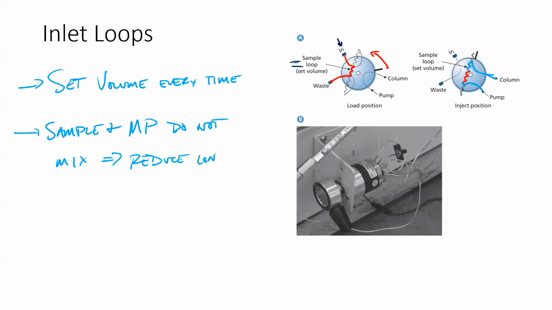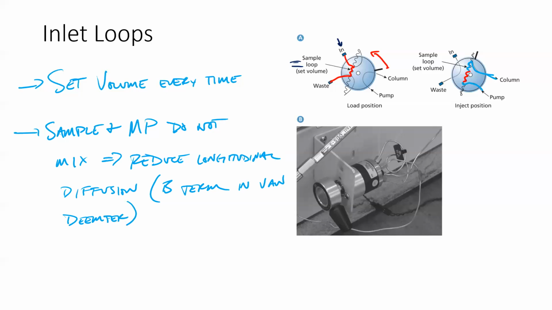Reduce the longitudinal diffusion. This was the B term in the Van Deemter equation. I was going to put VD, but that's probably not the best. Okay.